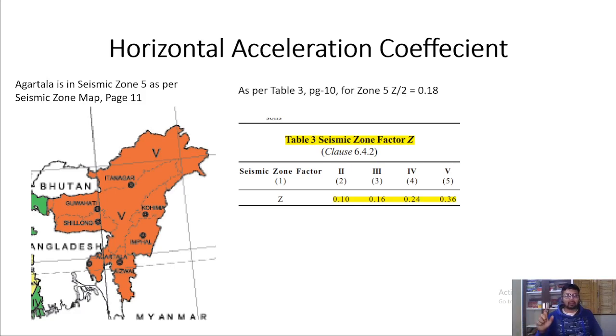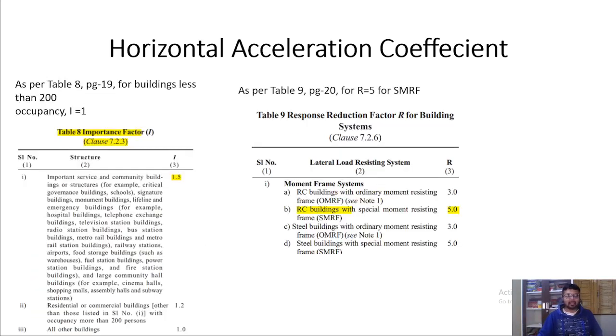So now we need to know R and I. Okay, so R and I we will find in table number 8 of page number 19. For buildings with less than 200 occupancy, or all other buildings, we need to take an importance factor of 1. If our apartment building has more than 200 occupancy, then we can take 1.2. If the building is an important building like any crucial hospital or any public building, then we should take 1.5 as per table number 8.